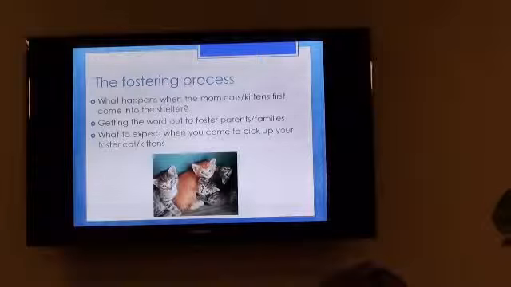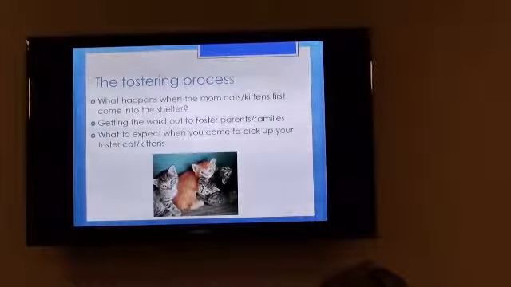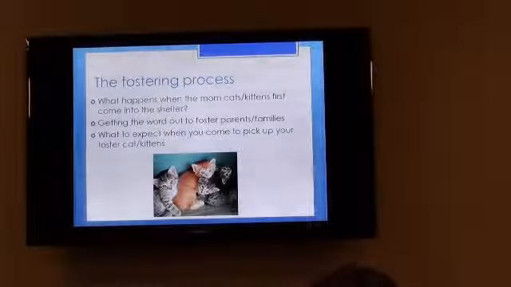When you go up there to pick them up at the shelter, you will be given some paperwork to fill out saying that you understand that it's a foster. Then you will be given contact information, which is a sheet of paper that has the phone numbers of the animal shelter supervisor, both the week and weekend supervisor, and my phone number on it. And those are numbers that you are able to call 24/7.